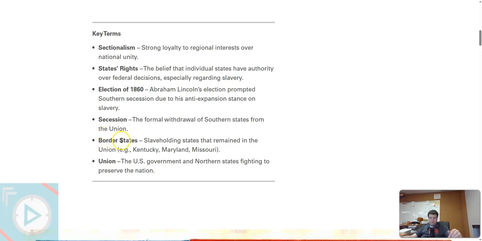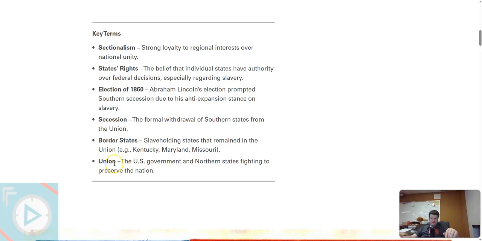We also have another term, border states. These are an interesting group. These are slaveholding states, often those that were part of the constitutional unionists who opted to stay in the United States, stay in the North, and fight against the Confederacy. They valued unity over, well, the issue of slavery.